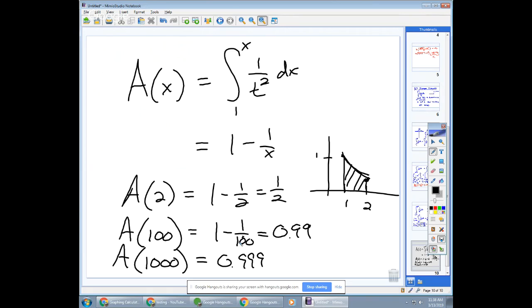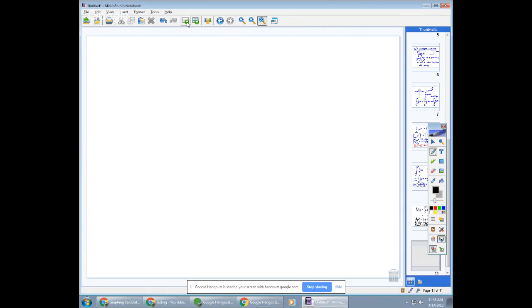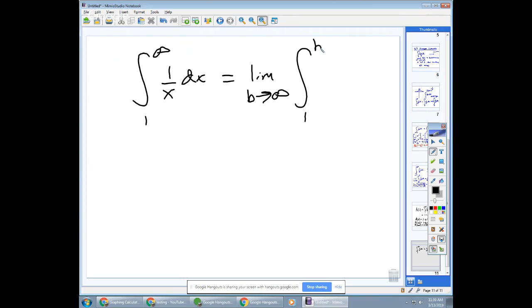So I'm going to do a slightly easier function and see if we can figure it out. Consider the function 1 over x, and let's go from 1 to infinity. Now, we can't plug in infinity because it's not a number, which means we need to involve a limit. So we need to take the limit as b goes to infinity of the integral from 1 to b.